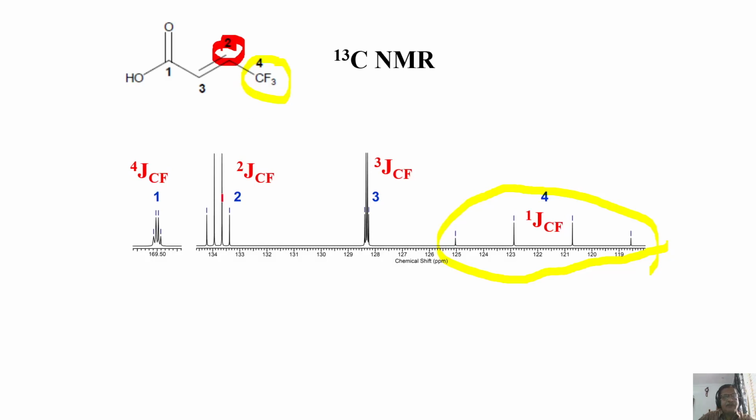This carbon to this fluorine, only 2 bonds. So the coupling is much larger. You see a better quartet. It may not be that resolved like this because this coupling is larger. This is less than 1 bond coupling, but here you can still see a beautiful quartet.